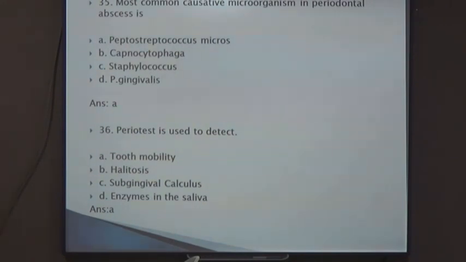Perio test is used to detect tooth mobility. Can tooth mobility be measured by anything other than perio test? Yes: mobilometer, periodontometer, perio test. Okay.